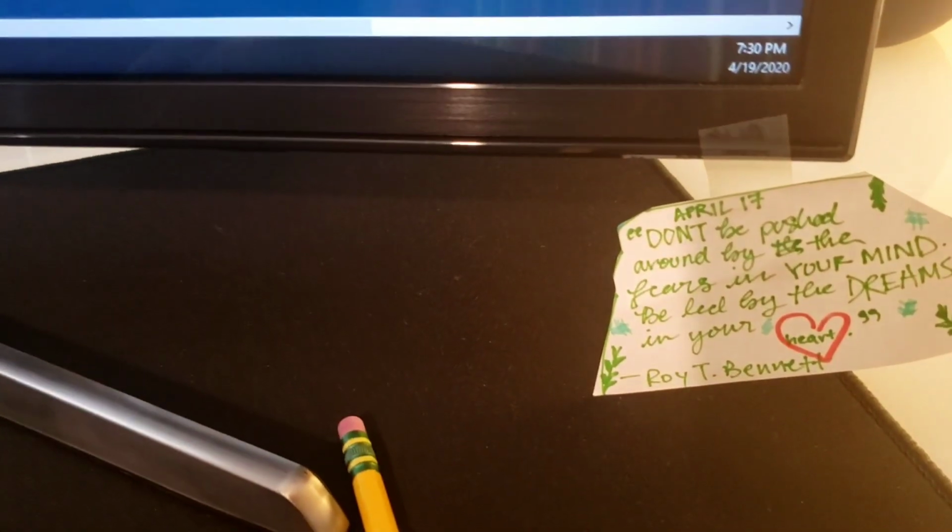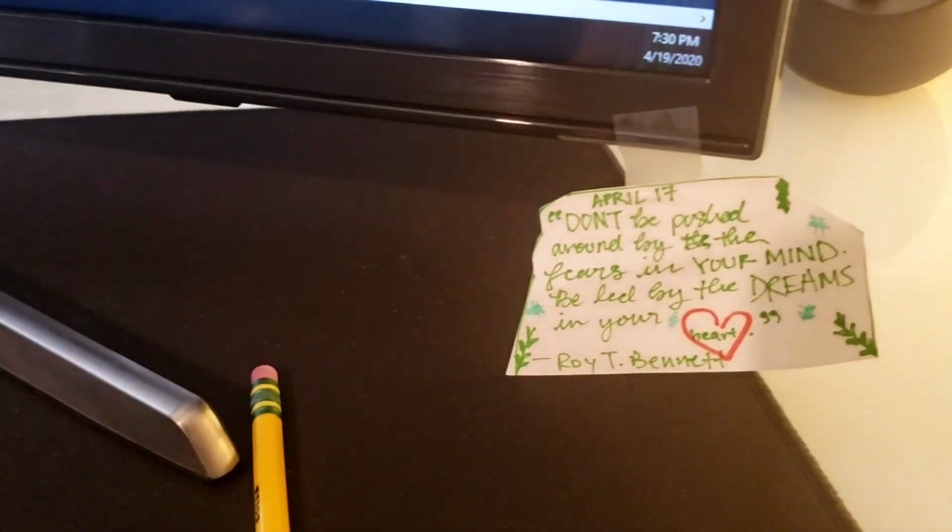In this corner I have an inspirational quote that my child writes me, a new quote every day. So that is my trading setup.